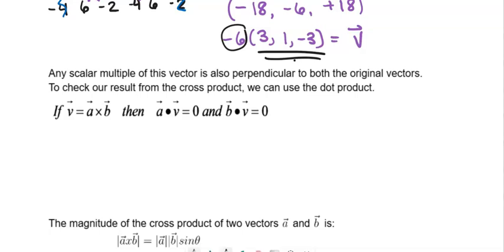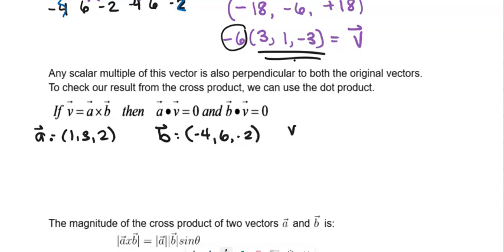We're going to remind ourselves that A is the vector 1, 3, 2, and B is the vector negative 4, 6, negative 2. These are just from the question above. And V is the cross product of A and B, and we found that to be 3, 1, negative 3. Now we're going to check what A dot V is, because this is how we can check our work.